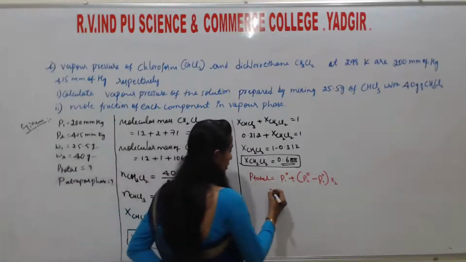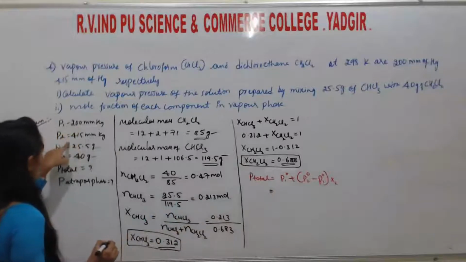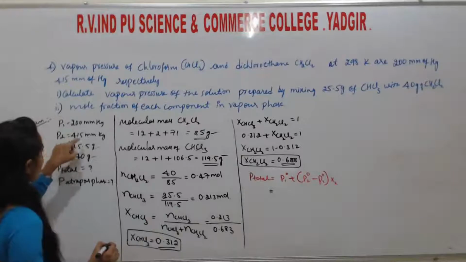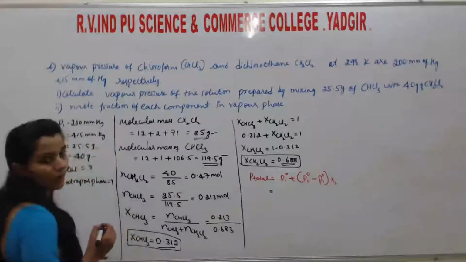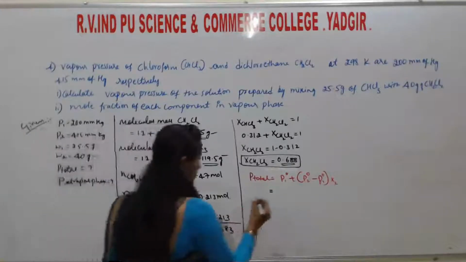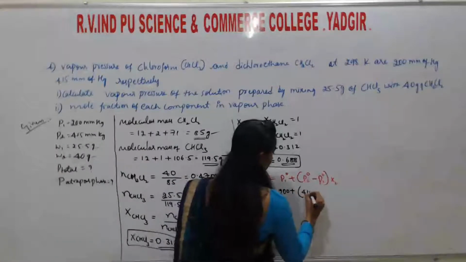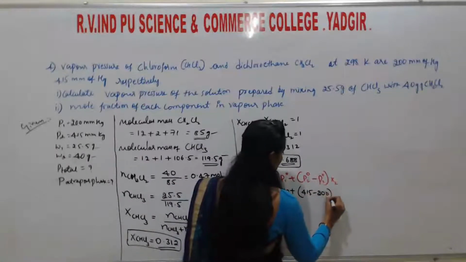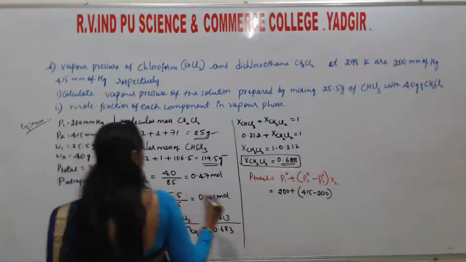So here P1 we have, correct, 200. P2 we have 415. So X2 is what? That is the CHCl3 value. Okay. So students, we are going to apply here 200 plus 415 minus 200 into X2, concentration is how much?